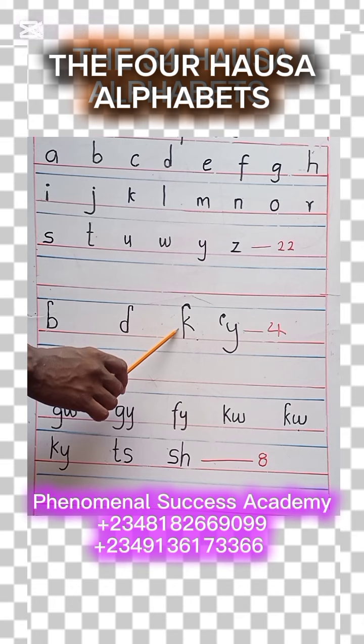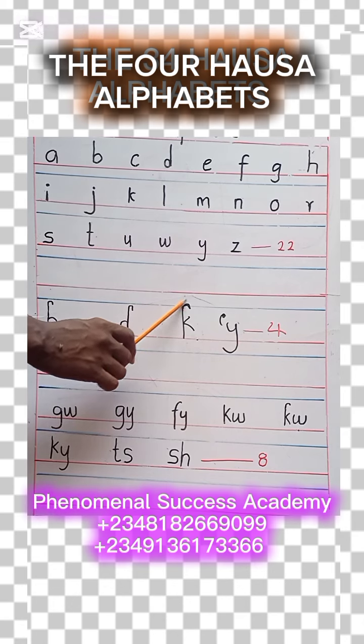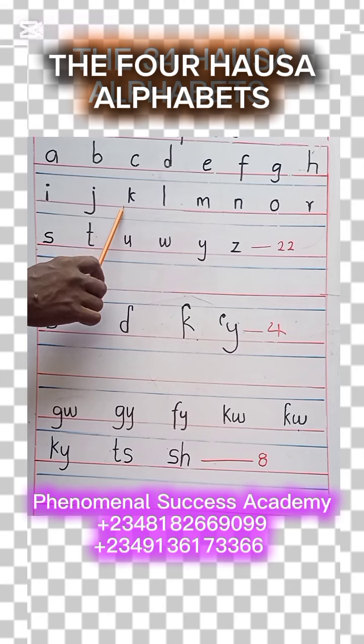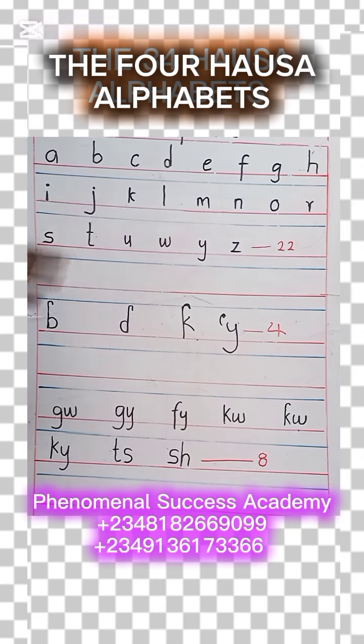Ka looks like ka. The only difference is that ka has this thing on top, while ka doesn't have. Ka tana da wannan abun a sama, ka ba ta da shi.